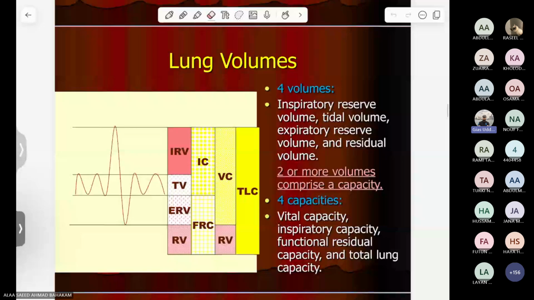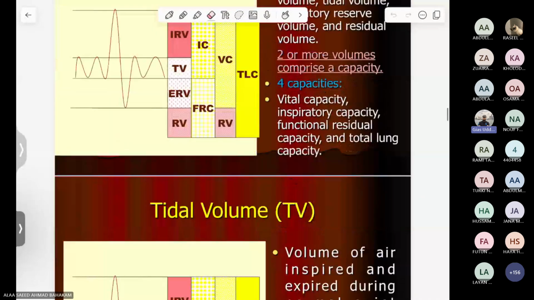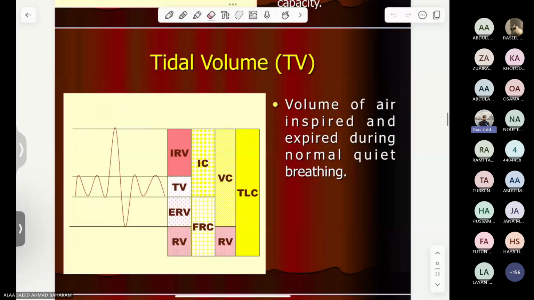Lung volume. So there are 4 types of lung volume and 4 types of lung capacity. Capacity we can calculate from the volumes. 4 lung volumes. So what are the lung volumes? Go to the next page, so it will be more clear. Here it is shown as a whole. Next slide, please. Okay, so this is one of the volumes.